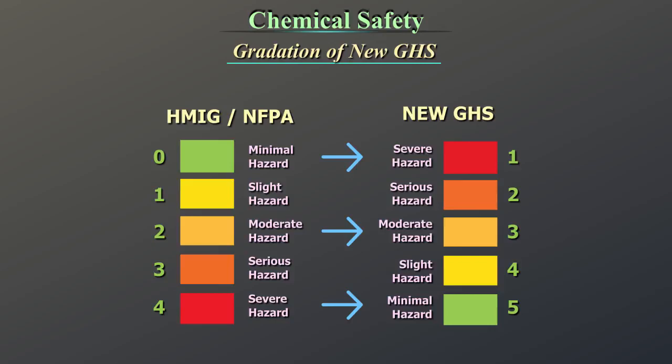Gradation of the new GHS. The new GHS differs in its gradations from HMIG and NFPA. When HMIG and NFPA classify green to red as 0 to 4, GHS classifies it in the other direction. Green to red is 5 to 1.